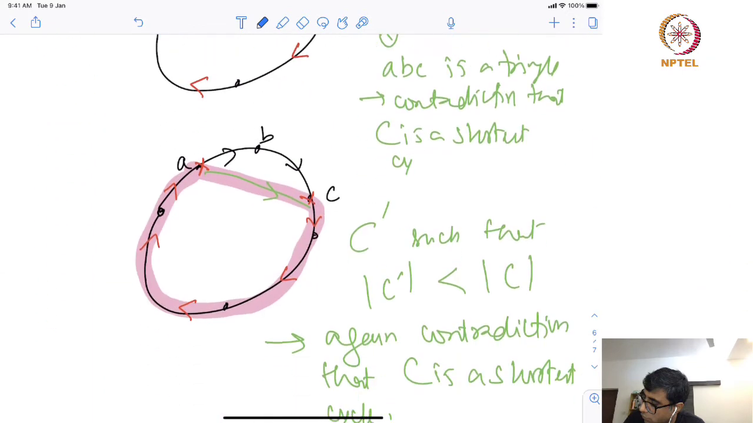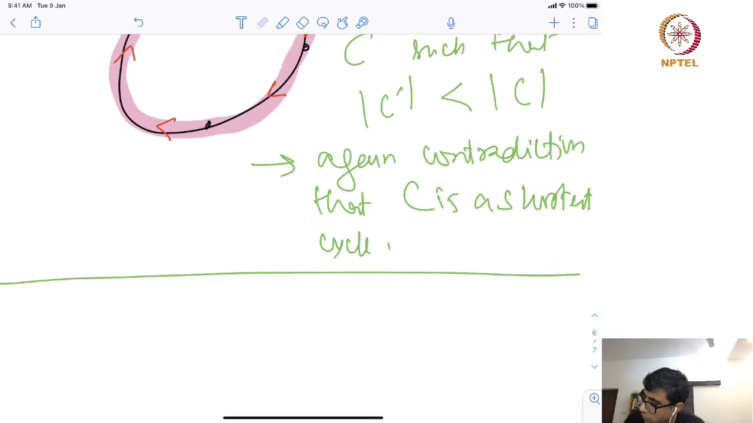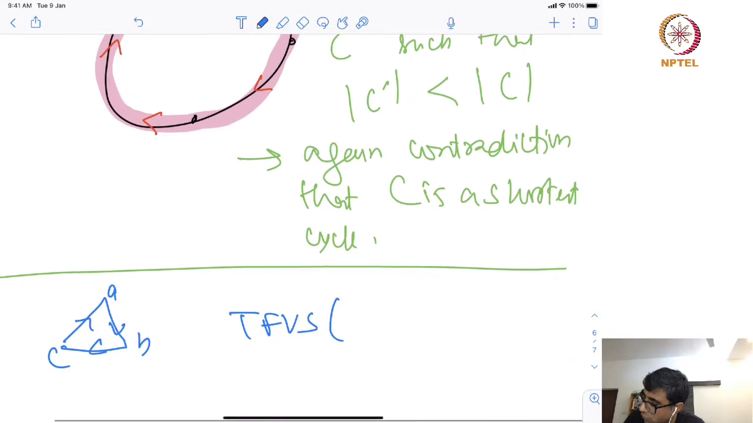This lemma immediately gives us a simple branching algorithm: you find a directed triangle A, B, C and recursively solve the problem on TFVS with T minus A, and K minus 1.